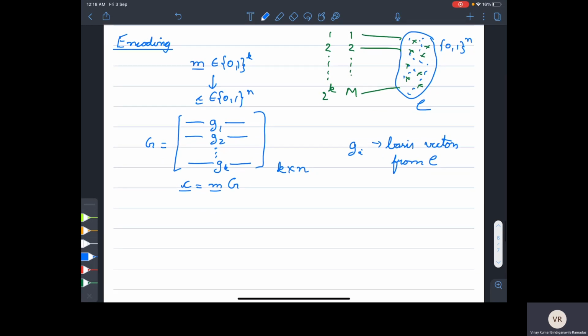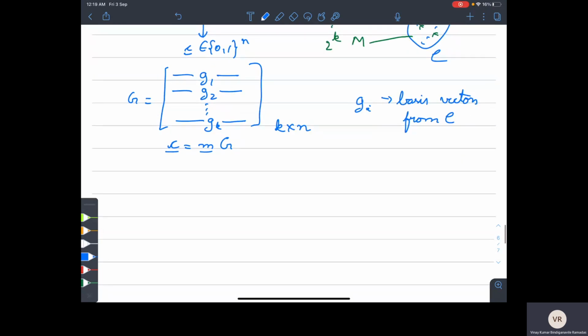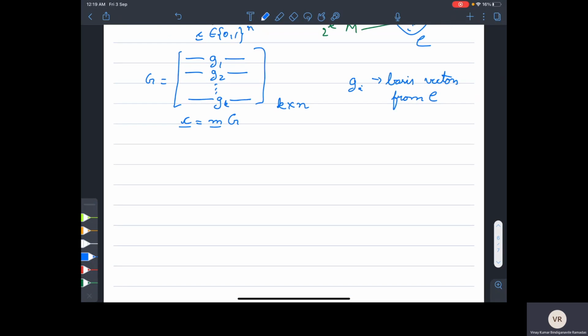Okay. But how do we obtain this generator matrix? One way to obtain this generator matrix is if your linear code is specified using a parity check matrix of this form.